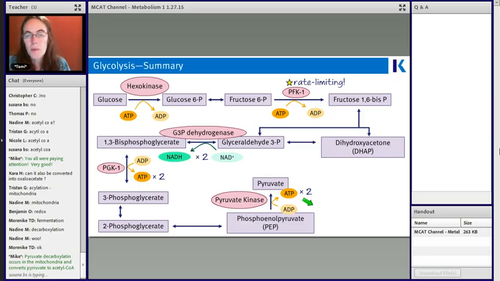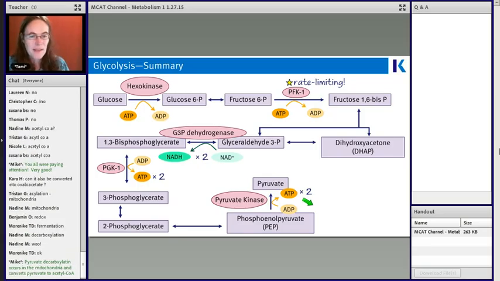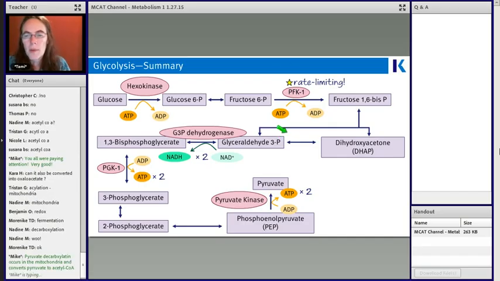Important to remember that hexokinases are going to use magnesium, or another divalent cation. These are all going to use magnesium. Then, as we continue to go through, we used 2 ATPs. In this step, we made 2 glyceraldehydes, so we're going to get 4 ATPs out total. Also remember, step 3 here with my PFK1 is my rate-limiting step.